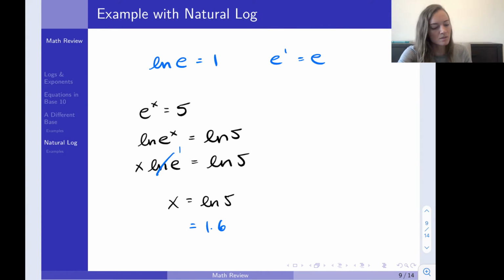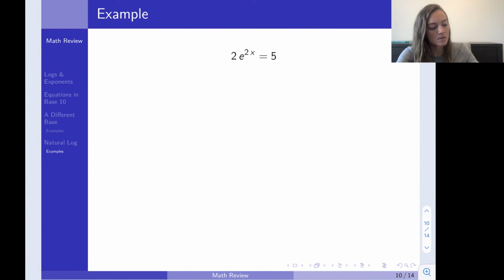All right, so now let's do some more complicated examples. So here we have 2 e to the 2x equals 5. So we want to try to isolate our exponent as much as possible before we start taking logs of both sides. So I'm going to divide both sides by 2. So I'm going to have e to the 2x is equal to 2.5. And now I can take the natural log of both sides.